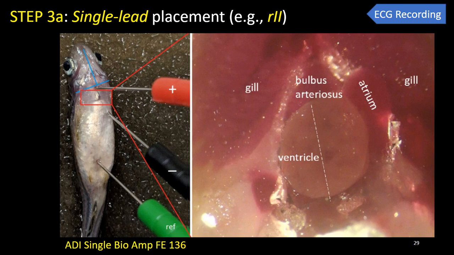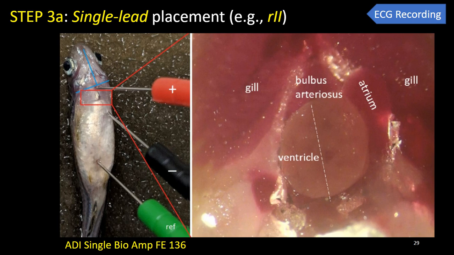Now we are getting to the fun part, ECG recording. Let's tackle single lead first. Once the zebrafish maintains level 4 of anesthesia for 3 seconds, we use a pair of blunt forceps to transfer it onto the dam sponge with a slit, ventral surface up. For single lead placement, we insert 3 electrodes about 1 millimeter deep.